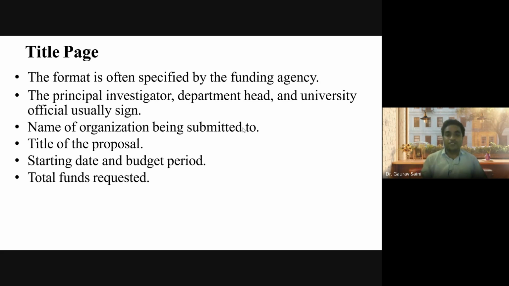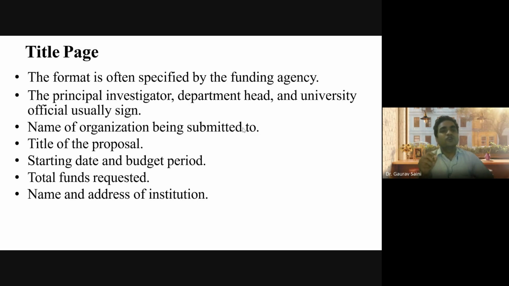So your proposal should respect those fund limits. That comes from your own experience or from experienced persons, or if you try to get the information by following newspapers, different reports, or their own sites. Next is the name and address of the institution from where you are approaching the funding agency: the PI name, principal investigator name, address, department, PIN code, email address and contact number, everything should be there.